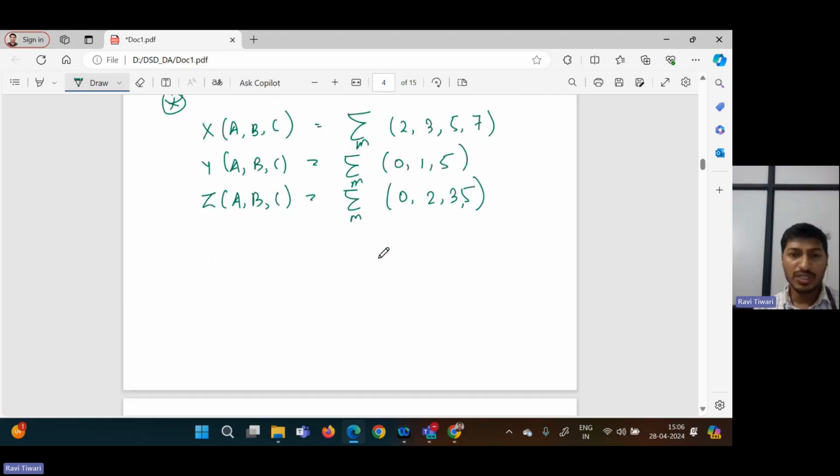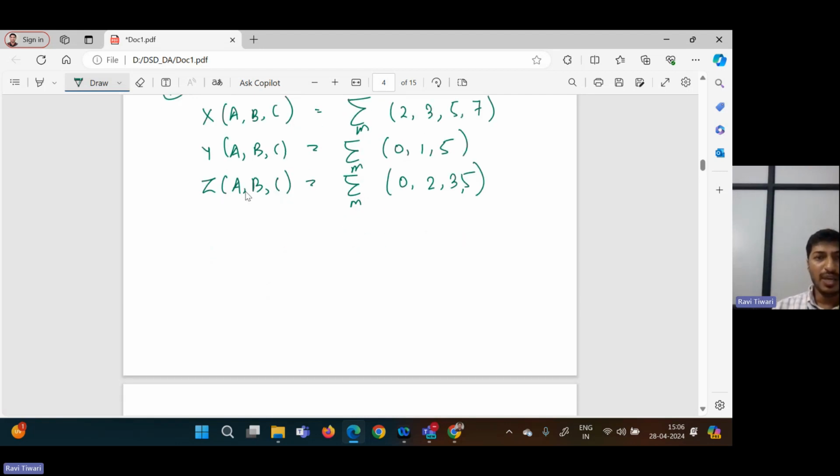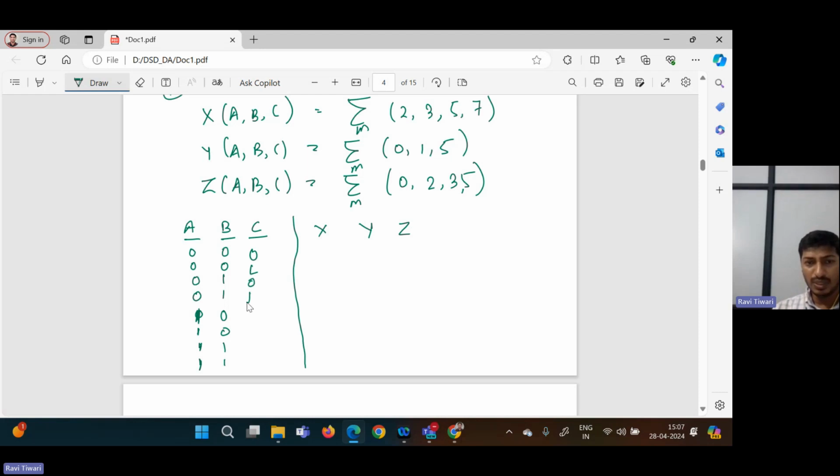So how to start such questions? Here, as you can see, we have ABC as the inputs. So I'm writing here A, B, C are my inputs, X, Y, and Z are my outputs. As we are considering 3 input variables, total possible combinations will be 8. So I am writing all the 8 possible combinations here: 0, 0, 0, then 0, 0, 1, 0, 1, 0, 0, 1, 1, and so on up to 1, 1, 1.